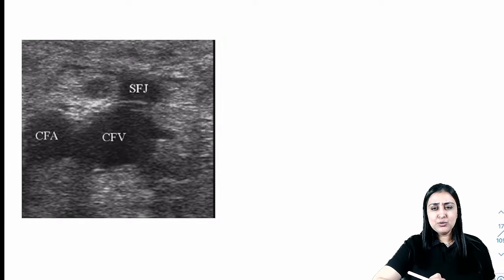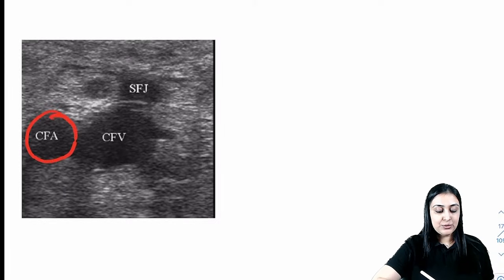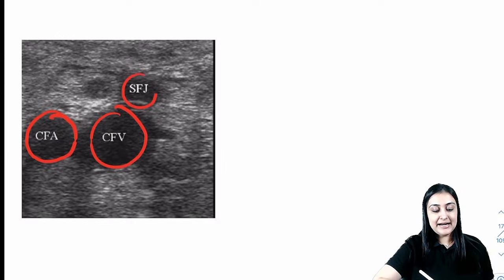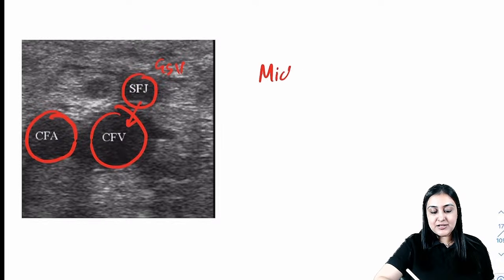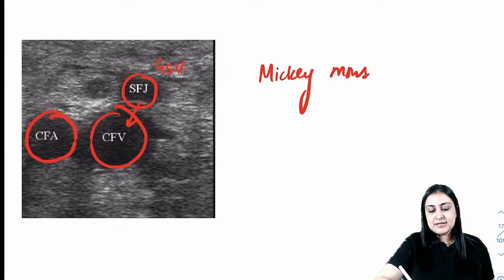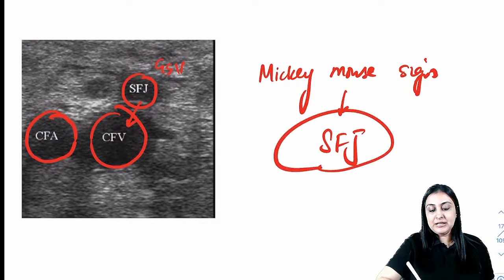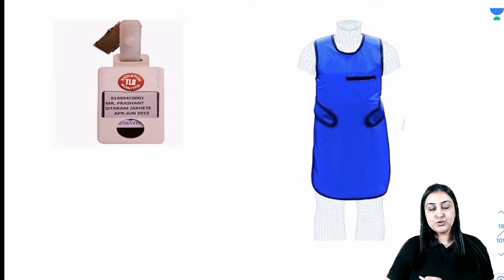One question came in a very old NEET exam, what is this sign which is shown? So this is the junction where you have the femoral vein and you have the great saphenous vein entering the common femoral vein at the saphenofemoral junction, and this gives rise to a Mickey Mouse sign. So this is a Mickey Mouse sign which is seen on ultrasound at the saphenofemoral junction. Okay, just that you have to know.